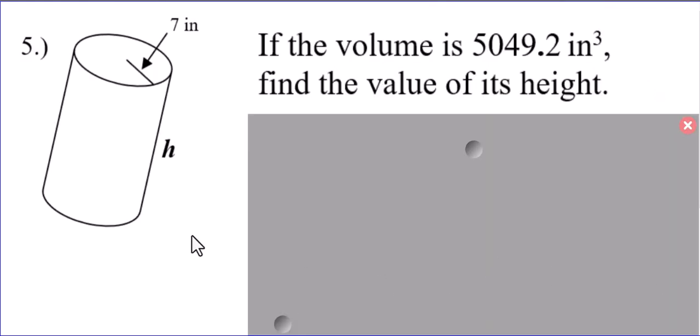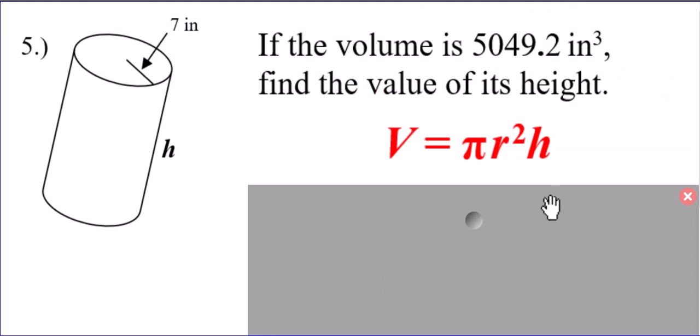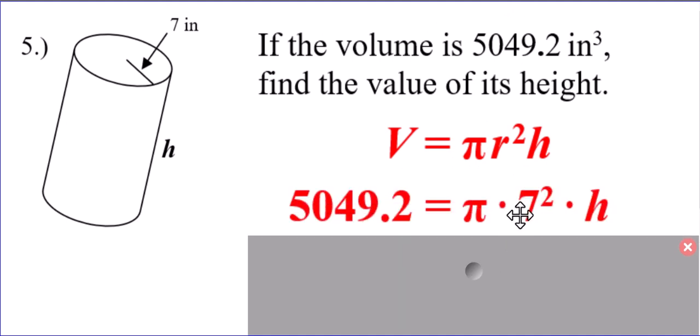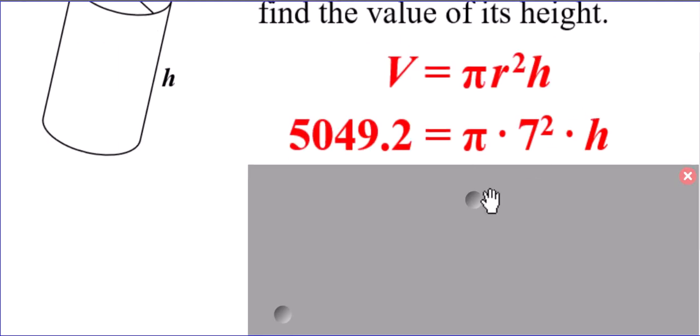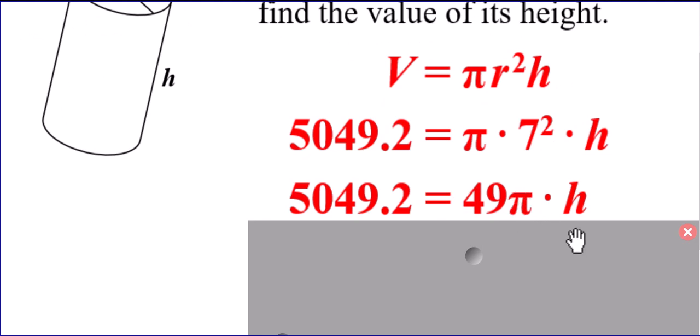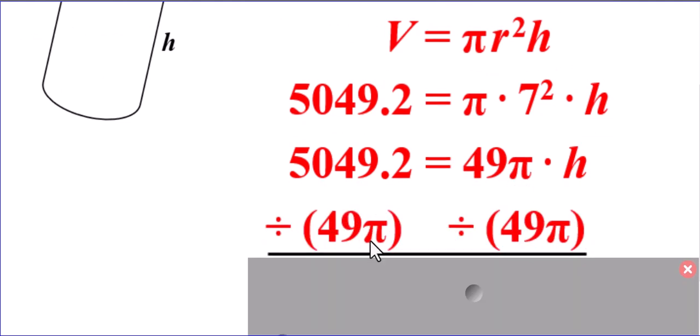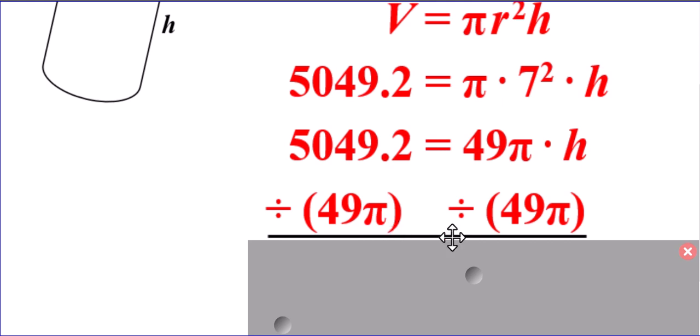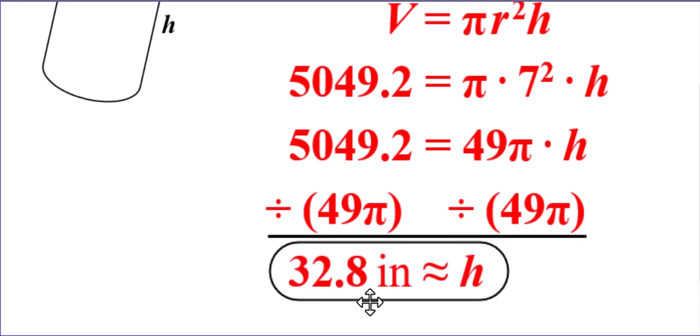Okay, problem number 5. We have a cylinder this time, so no 1/3, it's just regular pi r squared h. This volume is not in terms of pi. All right, 7 to the second is 49, so we have 49 times pi. We're going to divide by that. Yes, the parentheses are required. If you don't use the parentheses, you will not get the correct answer. You'll get something much larger. So use the parentheses keys not only on paper, but in your calculator as well. 32.8 if you round to the nearest tenth, regular inches.